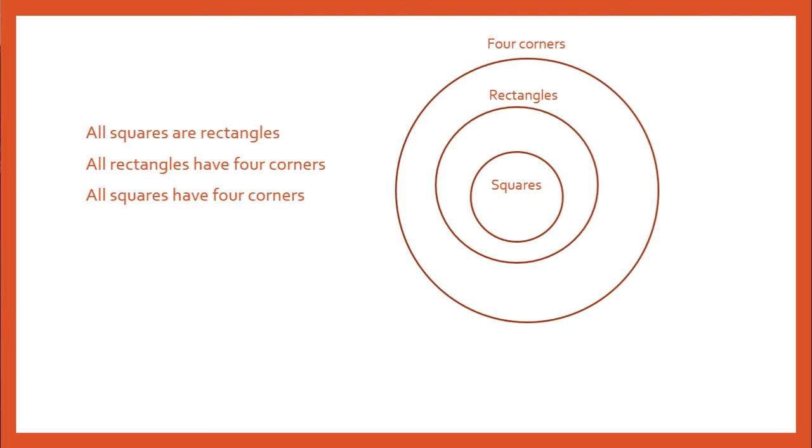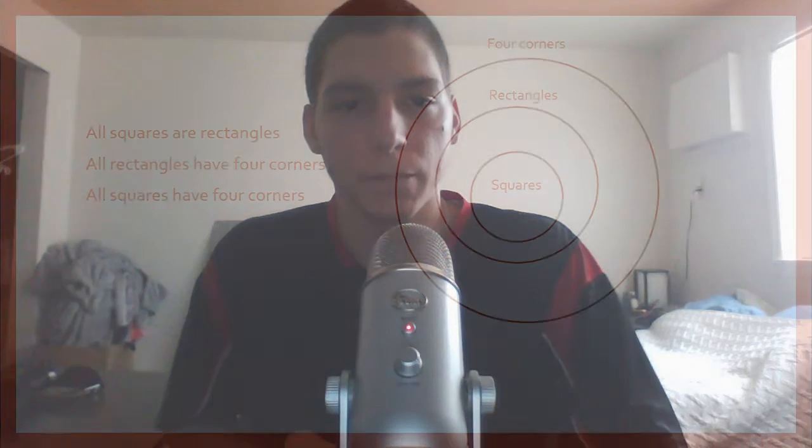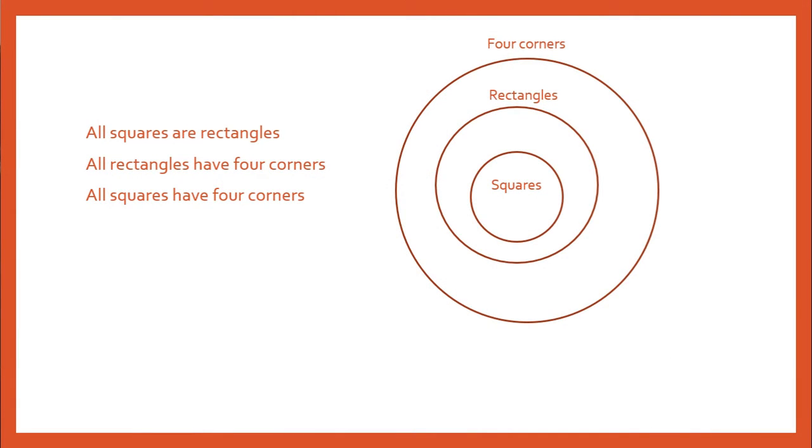Now, all squares have four corners. For this to be a valid syllogism, the entire circle representing squares needs to stay completely inside the circle representing four corners. Because there's no way to move the square circle outside of the four corner circle while staying completely inside the rectangle circle, this is a valid syllogism.